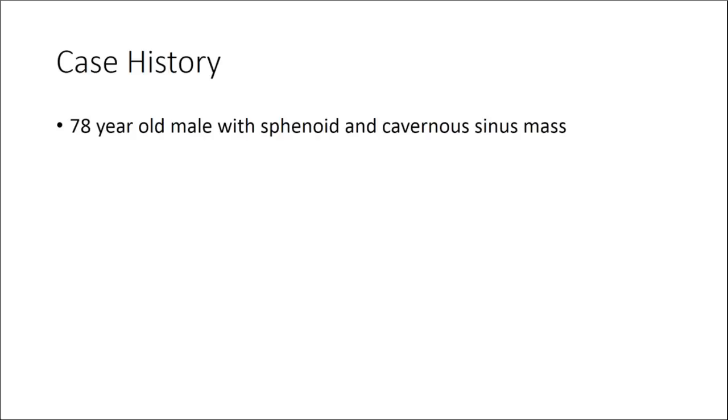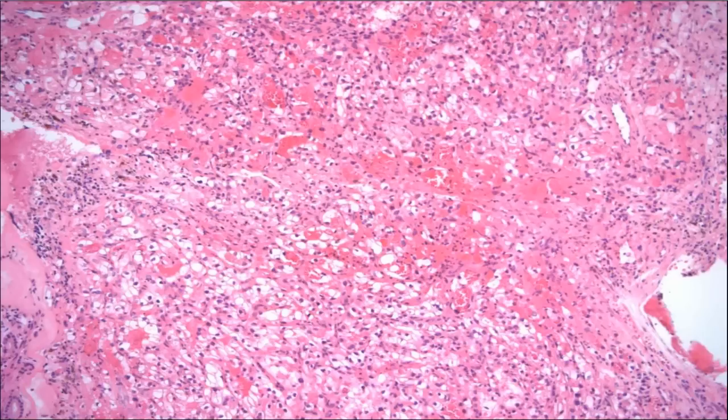Okay, so next case, we have a 78-year-old male with a sphenoid and cavernous sinus mass. And this was a very interesting histology because we had never seen this before, but again, rare things happen. And so we had a very hemorrhagic lesion composed of these clear cells that were sort of bland in appearance. And even at this power here, we kept saying, this looks like a metastatic renal cell carcinoma. Are you sure the patient doesn't have renal cell carcinoma?